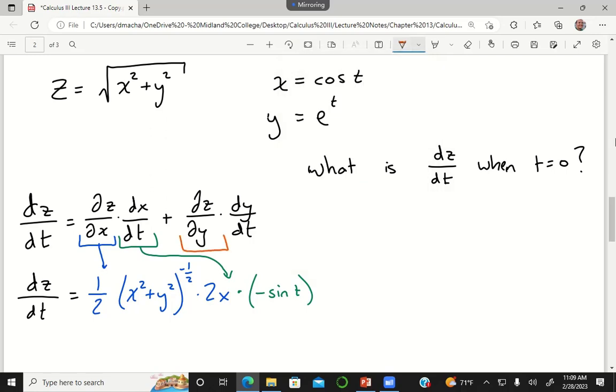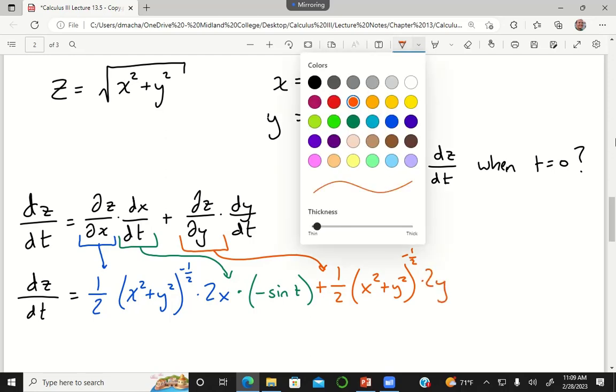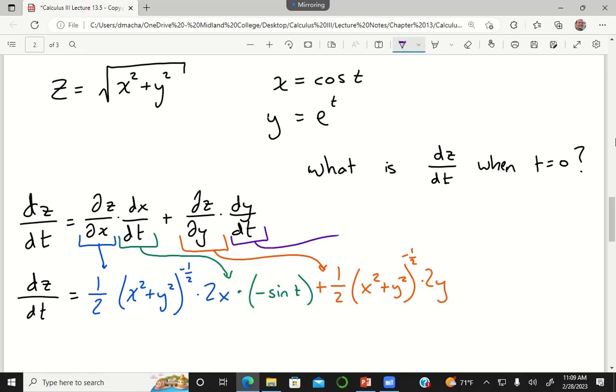And then partial z partial y is symmetric, so it's just about the same thing. It's going to be 1/2 x squared plus y squared to the power negative half times 2y, and then what is this dy dt? Just e to the t. So now we're just going to simplify this and then evaluate when t is equal to 0.